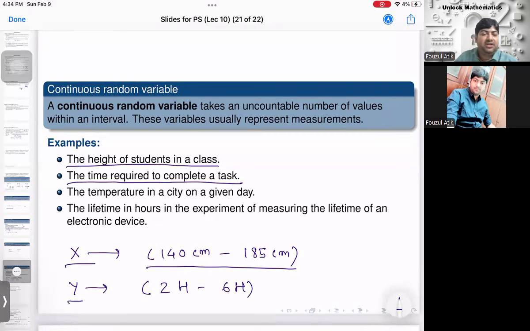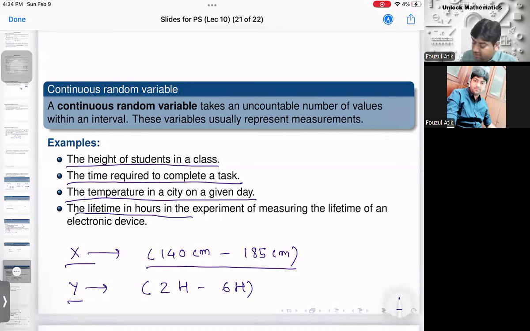Clear? Similarly, take the temperature in a city on a given day. The temperature can be anything, from 24 to 36, suppose, in one day. This temperature can take any value, so it is uncountable again.